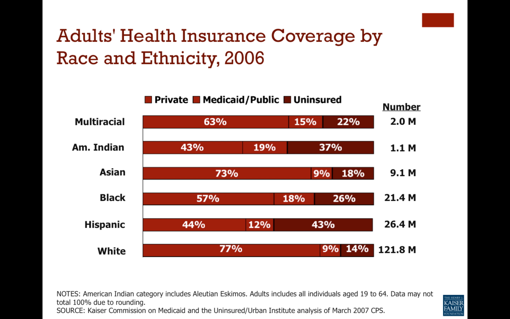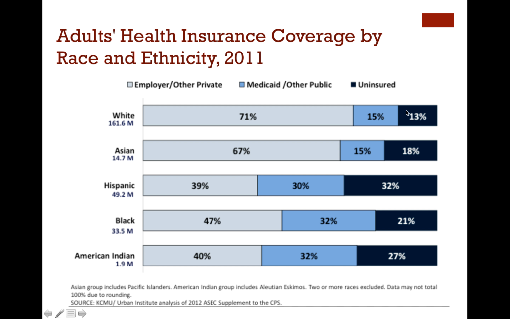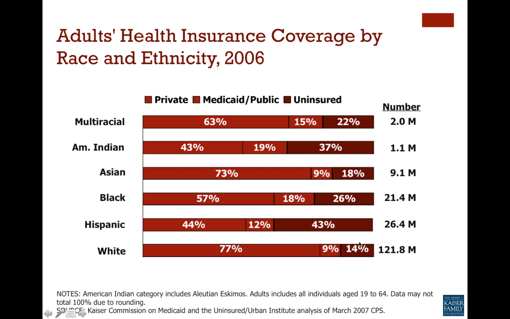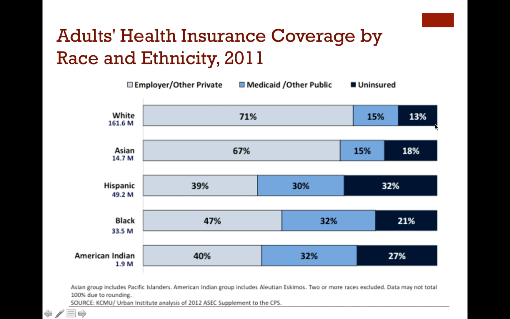This was in 2006, before the enactment of the Affordable Care Act. We've seen some changes. And what we've seen is that the rate of uninsured has gone down across the board. And there's also been some interesting shifts. While for white and Asian Americans the rate of uninsured hasn't changed all that much, it was 14 and 18%, we've gone to 13 and 18%.